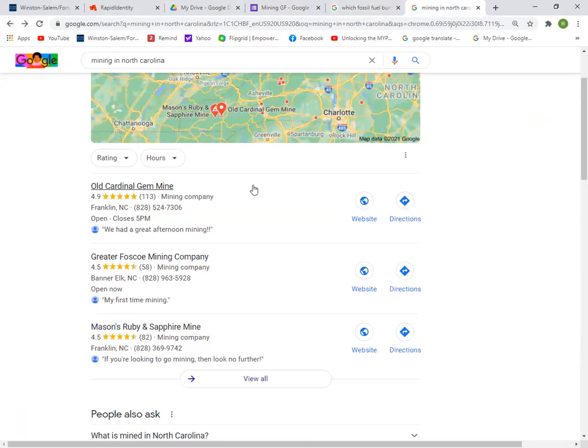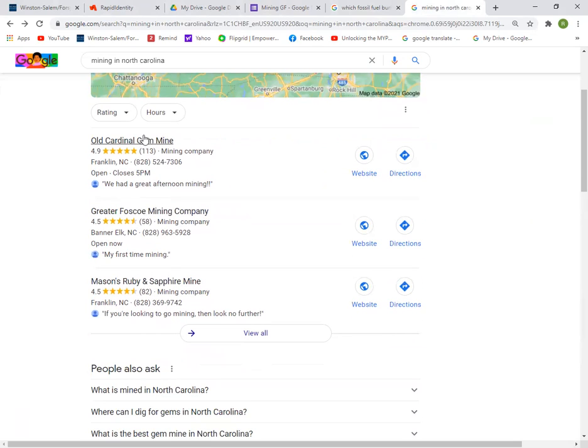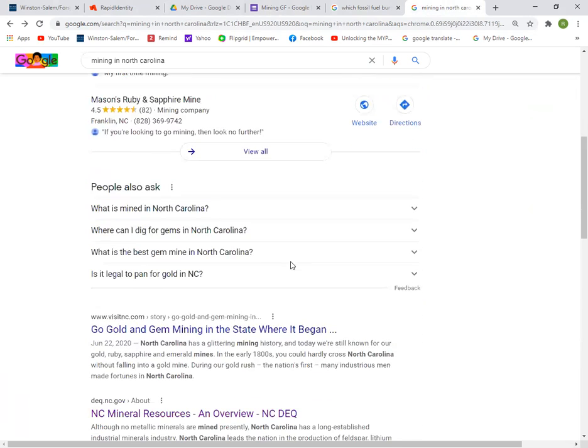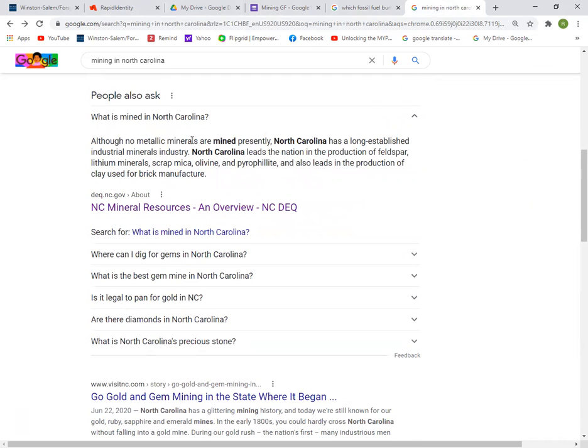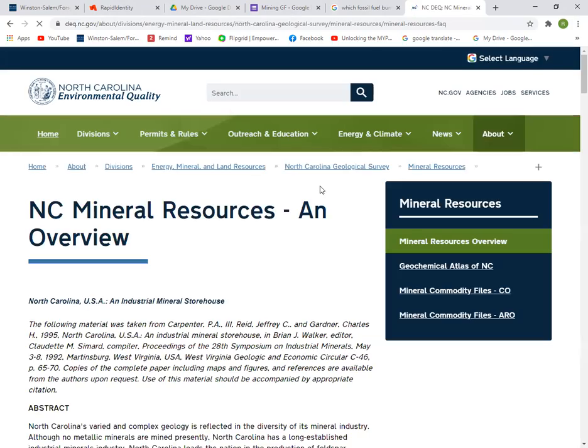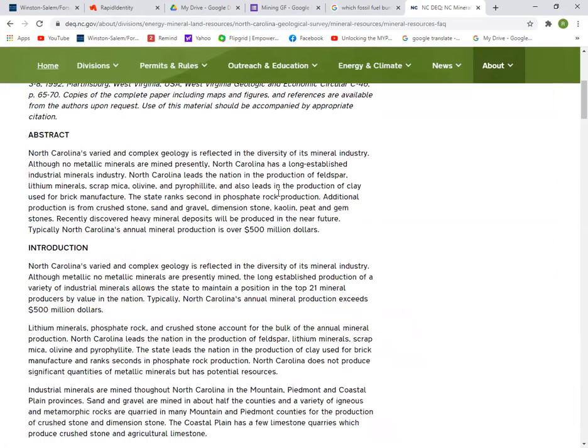Now, do we do mining in North Carolina? Yes, we do. And these are some of the areas in North Carolina that you can visit to learn more about mining in North Carolina. So what is commonly mined in North Carolina? Although no metallic minerals are mined presently in North Carolina, we have here a lot of feldspar, lithium minerals, mica, olivine, and pyrophyllite. Now let's go to this web page here and we'll be learning more about mining in North Carolina.